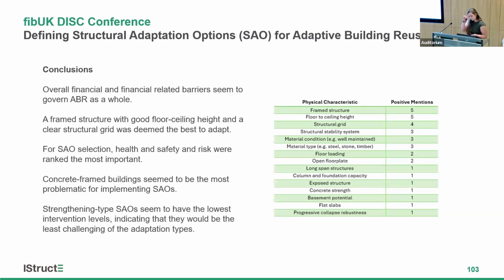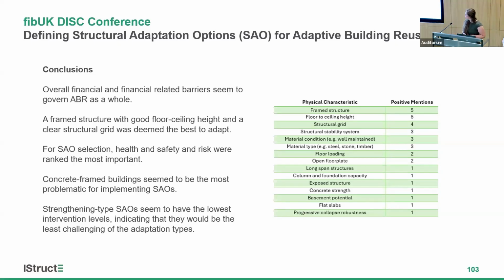In terms of conclusions, this was quite quick, but we obviously discussed the financial barriers and that those are still governing adaptive building reuse at the moment in the UK. In terms of the physicalities of the buildings, the participants identified having a clear frame structure with a generous floor to ceiling height and a really clear structural grid as all factors that helped enable adaptive building reuse. Probably none of those are too surprising, but it's good to confirm it for this country.